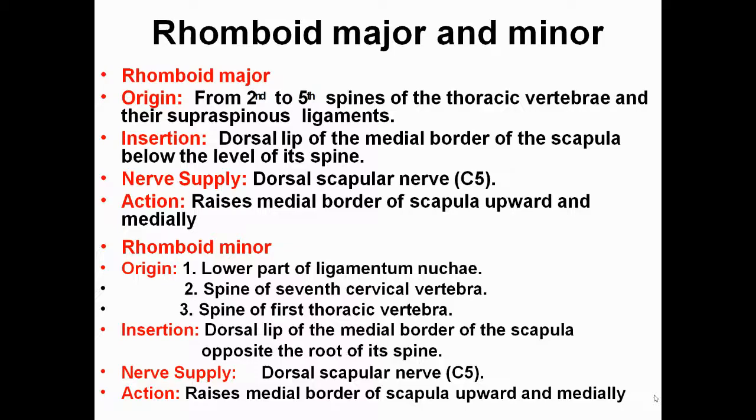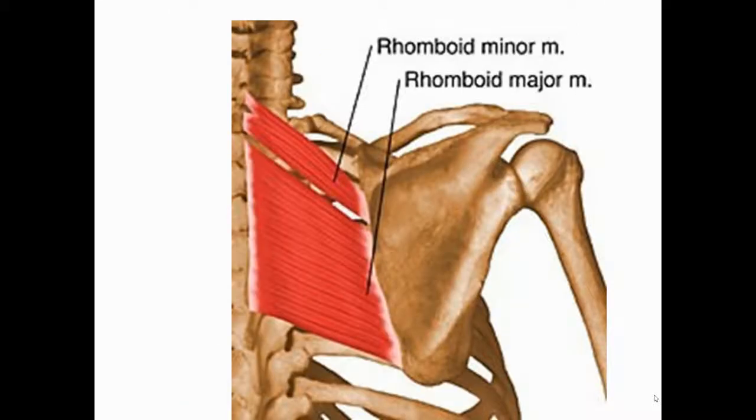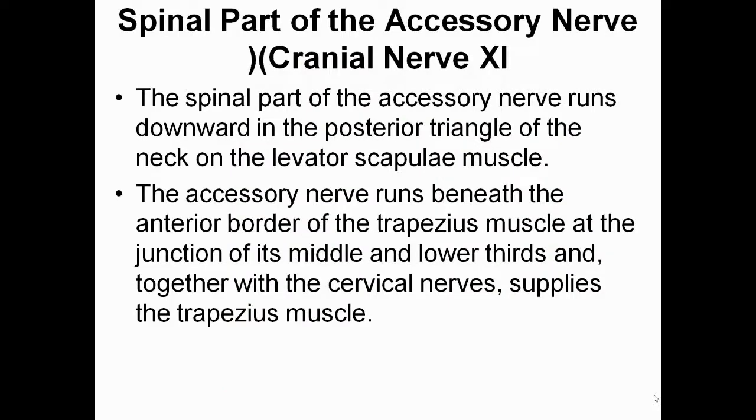Rhomboid minor is supplied by the dorsal scapular nerve, and its action is to raise the medial border of the scapula upward and medially. Rhomboid major is also innervated by the dorsal scapular nerve, and it also raises the medial border of the scapula upward and medially. We can see here rhomboid major and rhomboid minor, and we also see the levator scapulae muscle. Rhomboid major and rhomboid minor are seen very clearly.